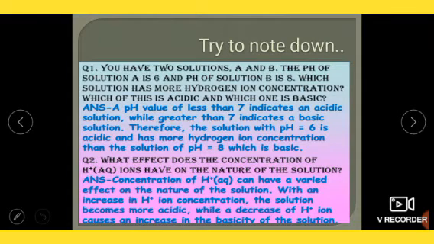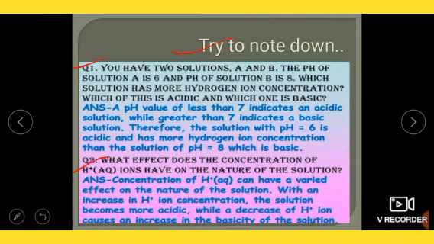So dear students, try to note down these questions also. You have two solutions A and B. The pH of solution A is 6 and the pH of solution B is 8. Which solution has more hydrogen ion concentration? Which of these is acidic and which one is basic? Okay.